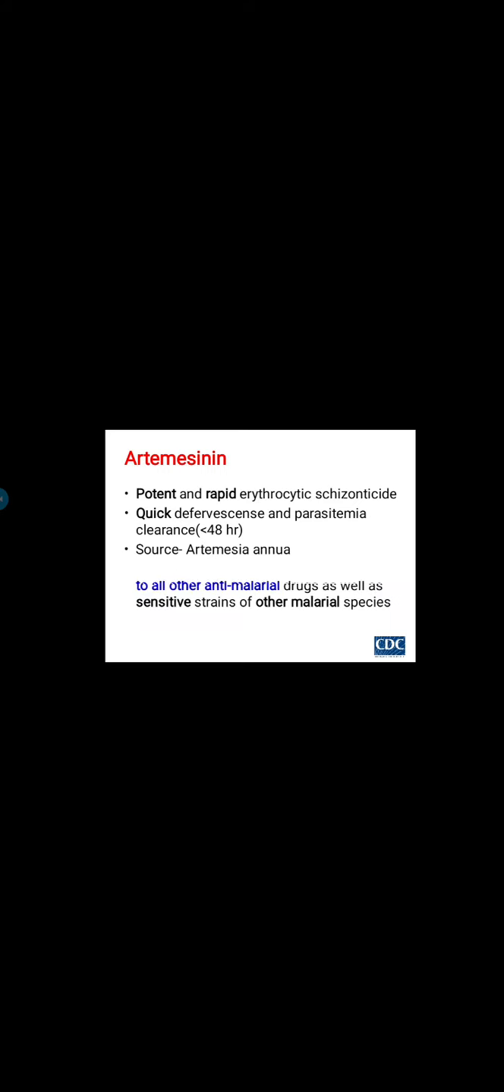Next, artemisinin, a very important group of drugs. Actually, it is the drug of choice for falciparum malaria because of widespread resistance to chloroquine. It is a potent and rapid erythrocytic schizonticide, and the source is Artemisia annua. It is a plant, quick defervescence can be achieved, and parasites can be cleared within 48 hours. This is a Chinese plant, and it is effective against Plasmodium falciparum resistant to all other antimalarial drugs, as well as sensitive strains of the other malarias.